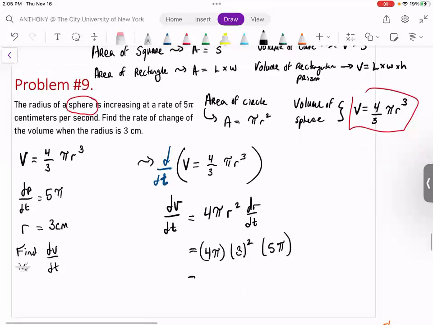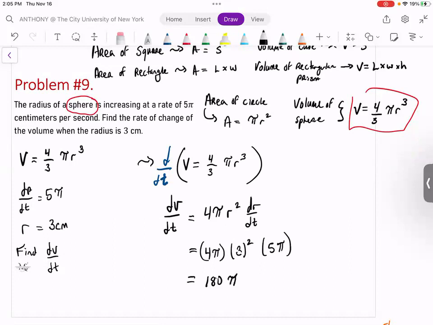All right, so you just gotta multiply this out now. So what's 3 squared? 9. 9 times 4, 36. 36 times 5, 180. So we're going to get 180 pi.